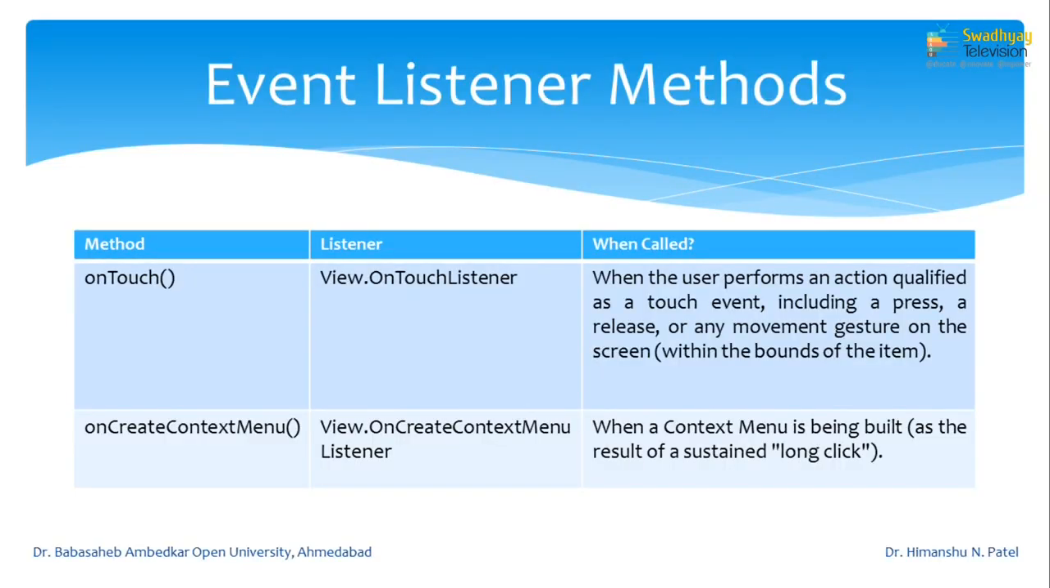Next is on touch. Its associated listener is on touch listener, and it is called when the user performs an action qualified as a touch event, including a press, a release or any movement gesture on the screen within the bounds of the item. So, whenever a user touches something inside the area of your control, it activates this touch event, and you can write code inside this on touch method.